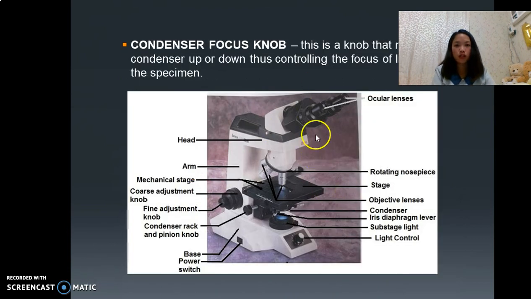Condenser focus knob. This is a knob that moves the condenser up or down, thus controlling the focus of light on the specimen. Condenser focus knob.